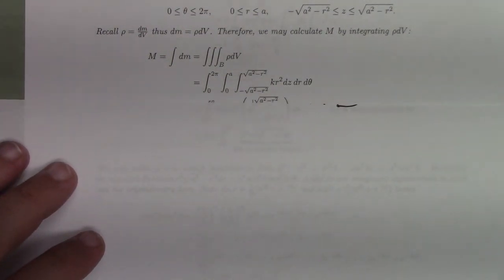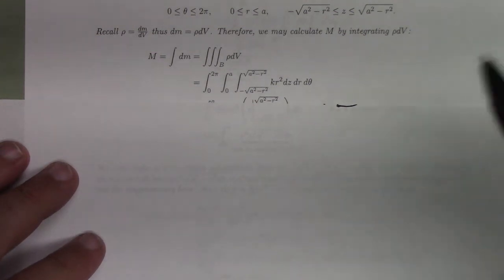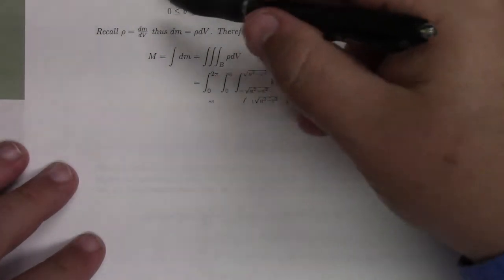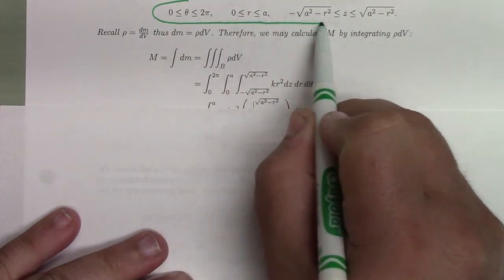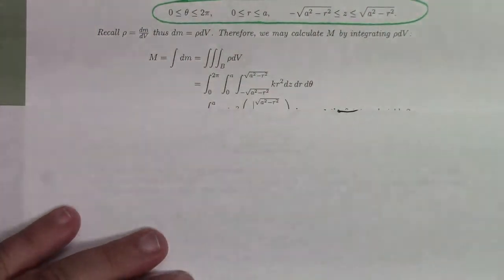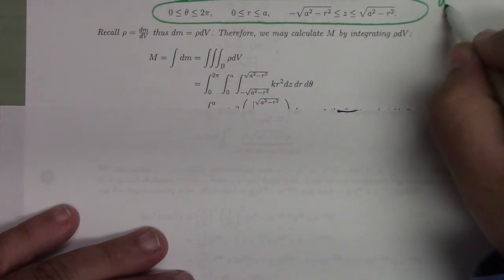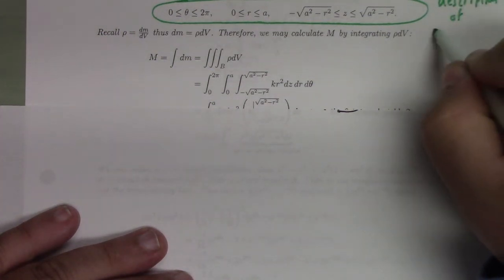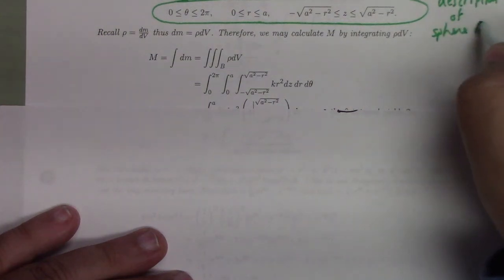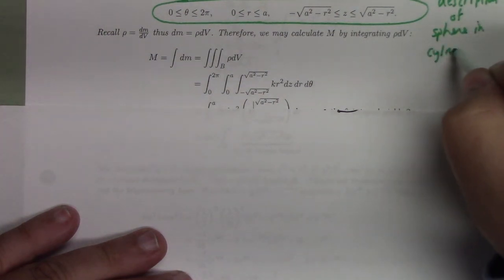This is kind of an interesting example because it shows you how to describe, right? This example should be noticed because it can be useful to you if you ever come across a problem where you have to take a problem with spherical bounds and describe them in terms of cylindrical coordinates. This is the description of a sphere in cylindrical coordinates.